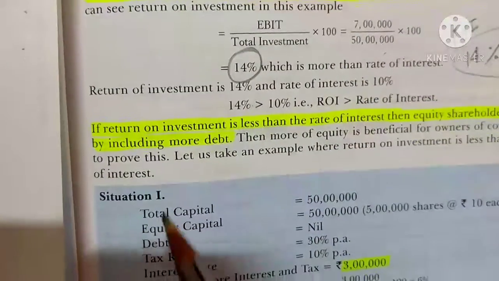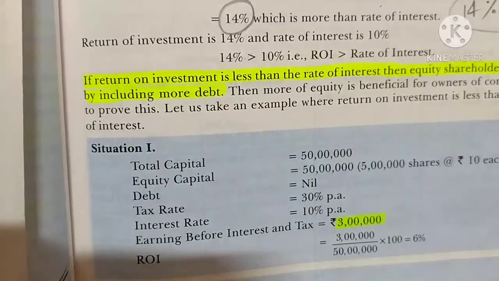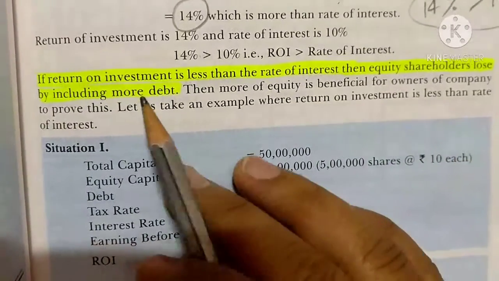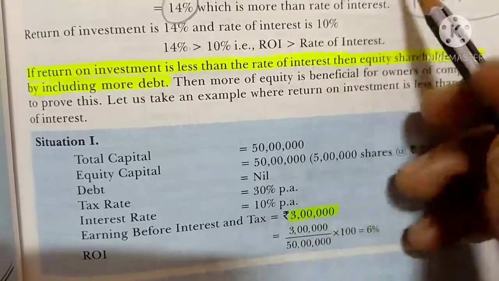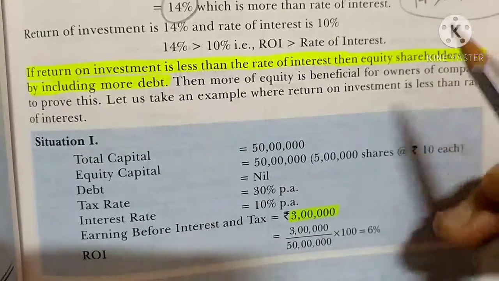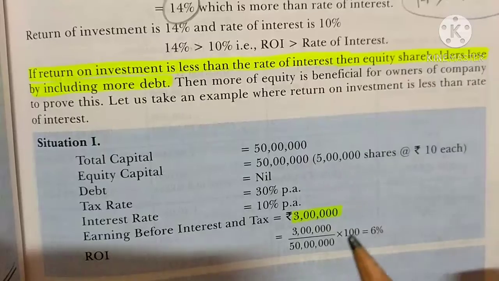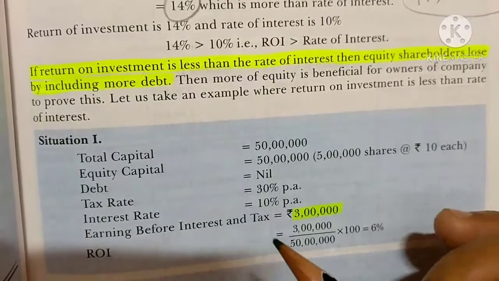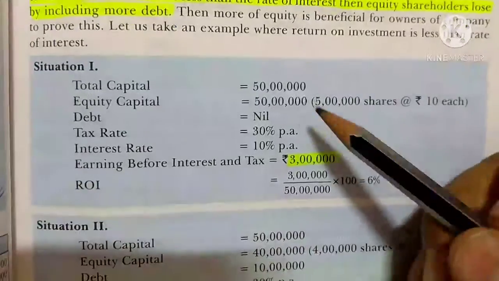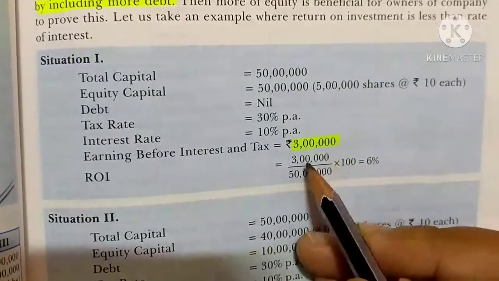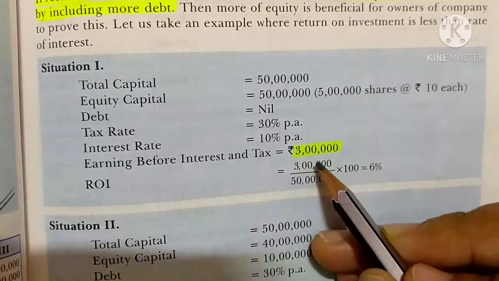Okay, but suppose there is another case when the return on investment is less than the rate of interest. Return on investment is less than the rate of interest. Then what will happen? Then the equity shareholders will lose by including more debt. Now if we include more debt, it will be a loss for us. Just check, same thing is there, 50,000. Now just check here. I will not explain fully because I have already explained. Just check about this one.